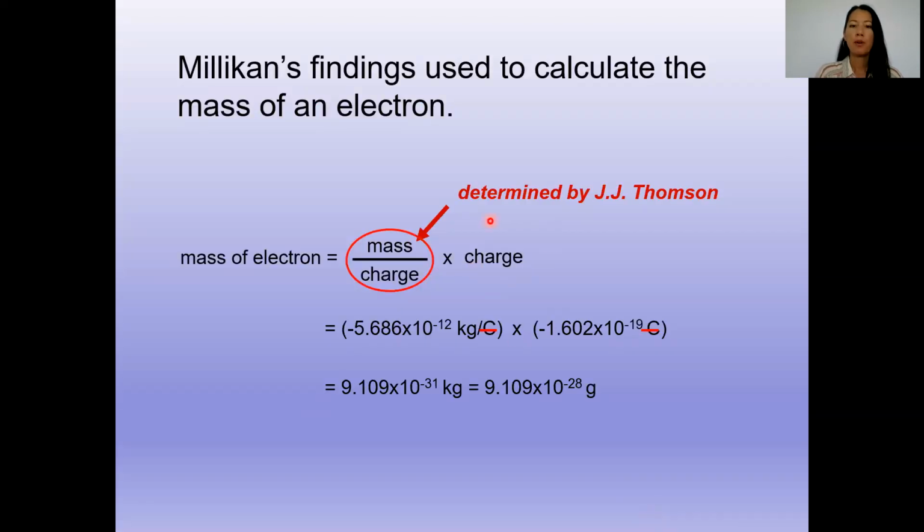Using that number, the charge, and the mass over charge number from J.J. Thomson, you can cancel out the Coulomb charges and end up with a mass of the electron. That's how the mass of the electron was discovered, 9 times 10 to the minus 28 grams. Super, super teeny tiny. We say it's negligible compared to the proton and neutron, but there still is a mass. It still is a particle.